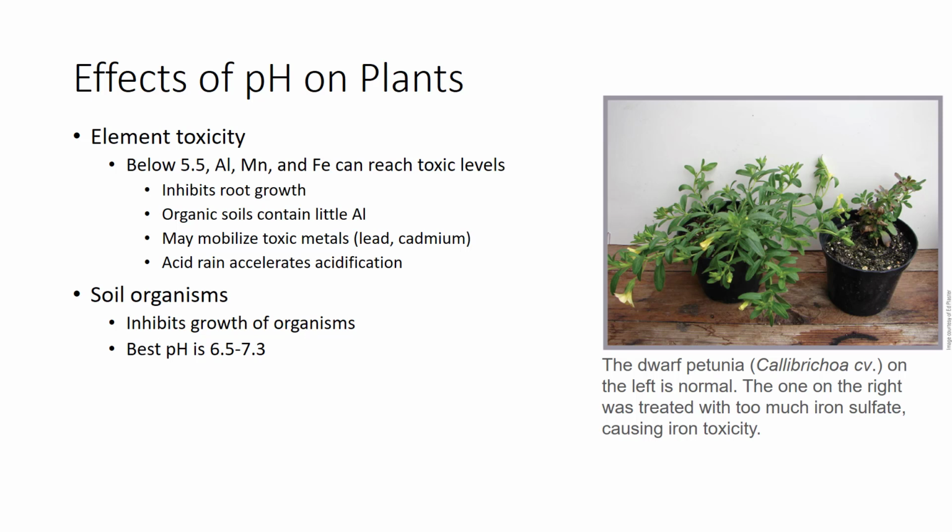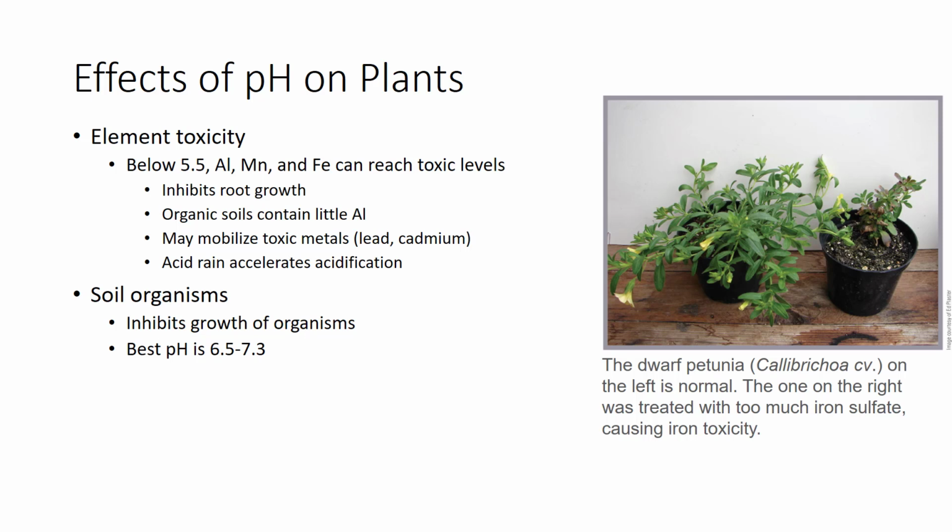Aluminum problems seldom appear in organic soils because these soils contain little aluminum. Low pH may also mobilize toxic heavy metals that might be in the soil, such as lead or cadmium, allowing them to be taken up by plants or move into water supplies. Acid rain accelerates the acidification of forest soils, which liberates toxic aluminum and induces calcium and magnesium shortages.